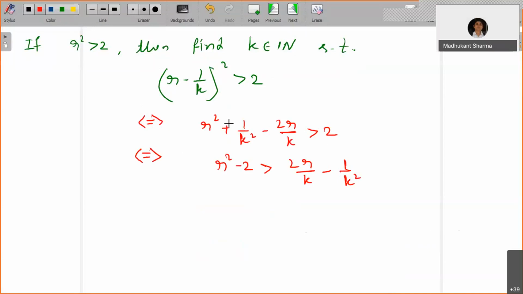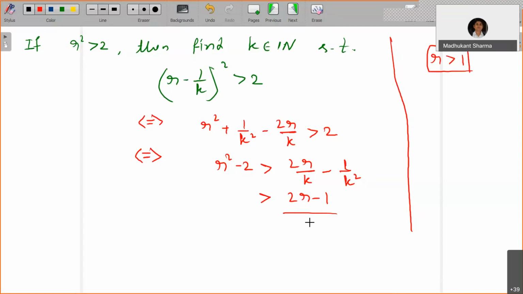Okay, now see, r is certainly greater than 1. R cannot be less than 1. That's also very much clear. So 1 by k square is less than 1 by k. So minus 1 by k square is greater than minus 1 by k. So this is greater than 2r minus 1 by k.